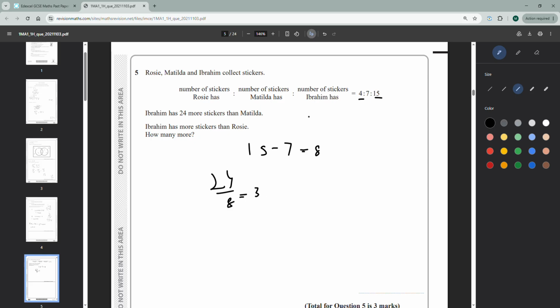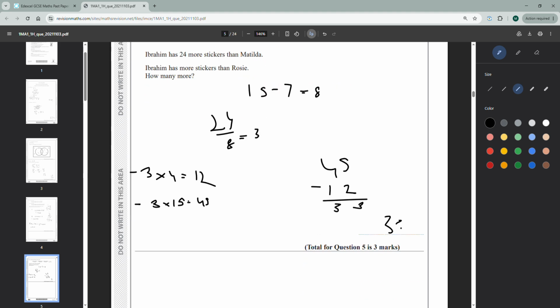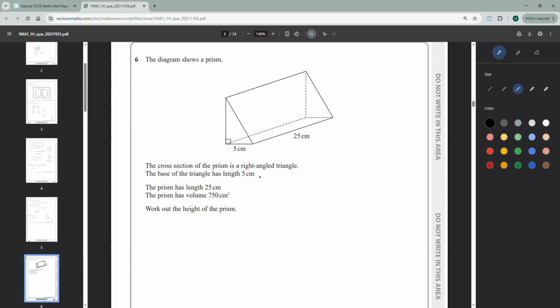Okay, Rosie is going to be... since 1 part is 3, I'm going to do 3 times 4, which is 12. And Ibrahim is 15, so it's going to be 3 times 15 for him, and that will be 45. So Ibrahim has 45 stickers, and Rosie has 12, so we're going to do 45 take away 12, which is going to shockingly give us 33. Okay, our answer is 33, thank the Lord.